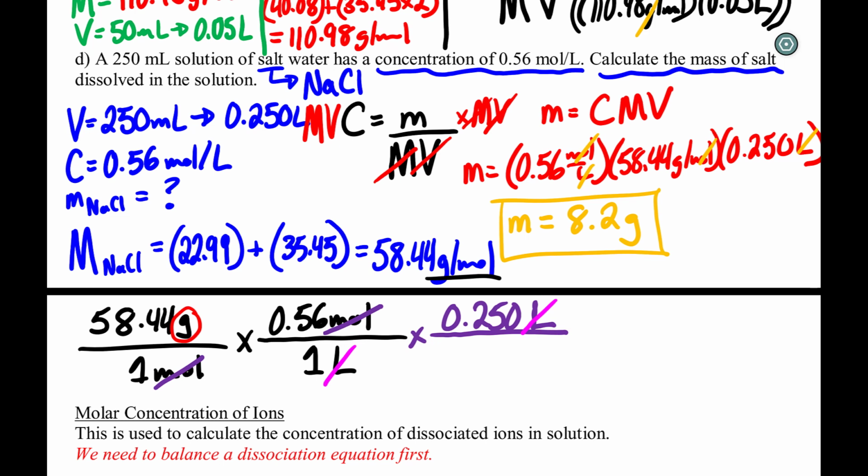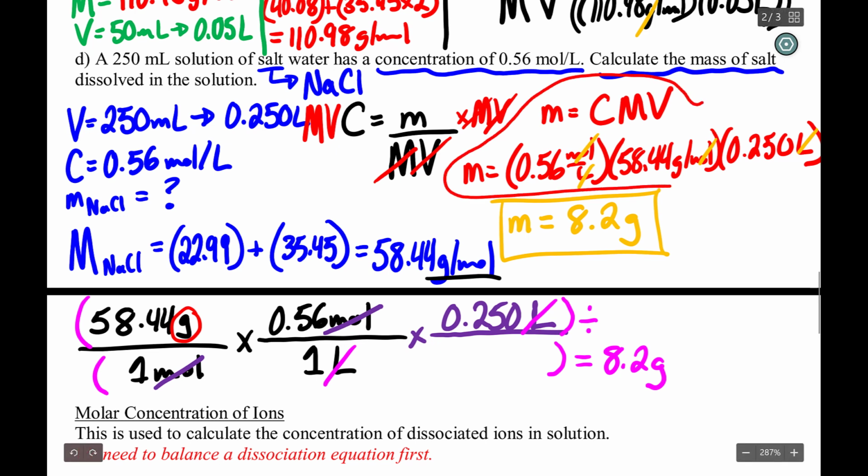Now, how I would put this in my calculator is simply everything in the numerator in one set of brackets, so open bracket, 58.44 times 0.56 times 0.25, close bracket, hit divide, open bracket, 1 times 1, close bracket, equals. Now, this will give us 8.2 grams. And if you look and compare what I've done down here with unit analysis with what's up here in red, it's actually the exact same thing.